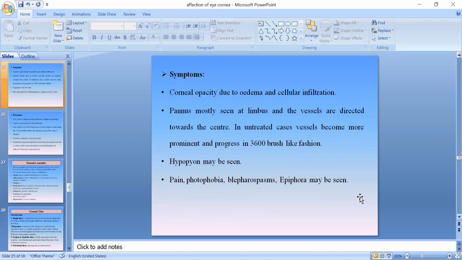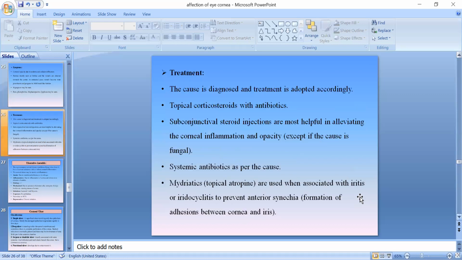Symptoms: corneal opacity due to edema or cellular infiltration. Venous, and hypopyon may be seen. Pain, photophobia, blepharospasm, epiphora may be seen. How can we treat? If your diagnosis is proper, then you should go according to treatment: topical corticosteroid or antibiotic, subconjunctival steroid injection, and systemic antibiotic as per the cause.